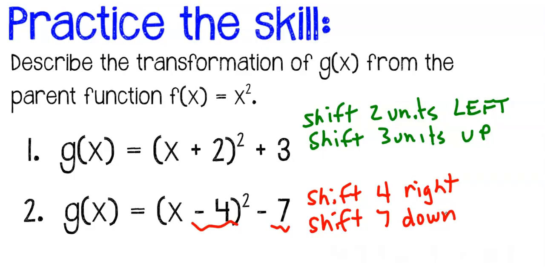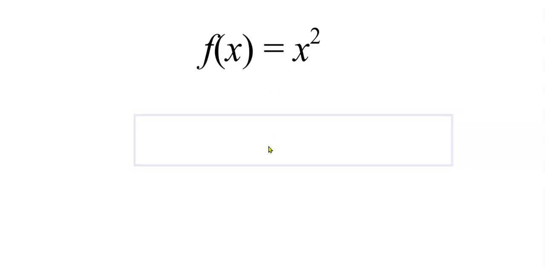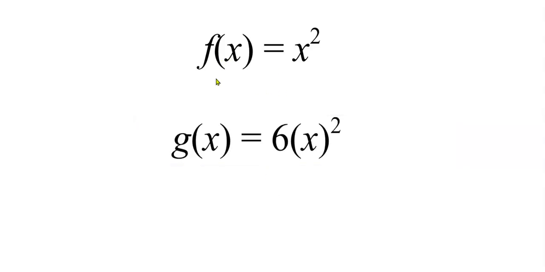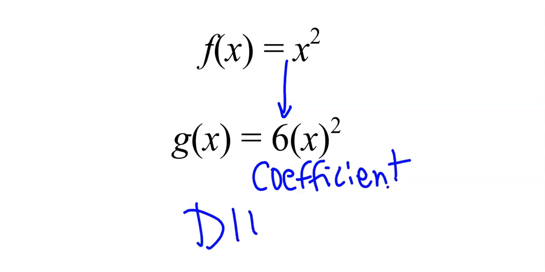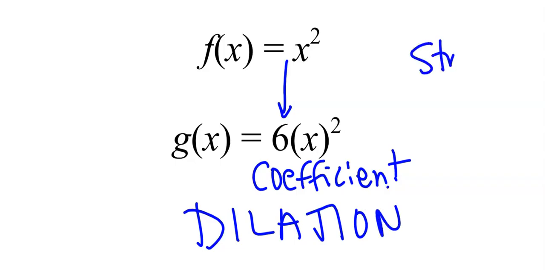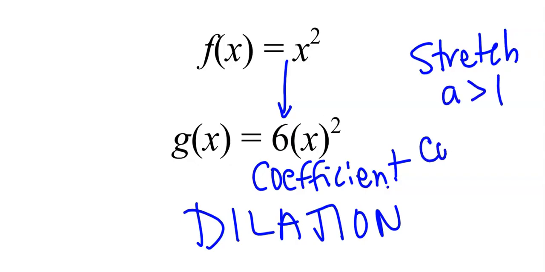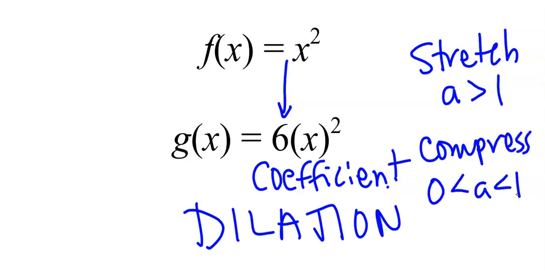Now let's take a look at some dilations and reflections. Here's our parent function f of x. Here's an example of a transformed function, so we give it a new name, g of x. And you'll notice it has an additional number in it. And this time, the number is a coefficient. And if you're a coefficient, then you perform a dilation. That's either a stretching, if the number in the a position here is greater than 1, or a compressing if the coefficient is between 0 and 1.